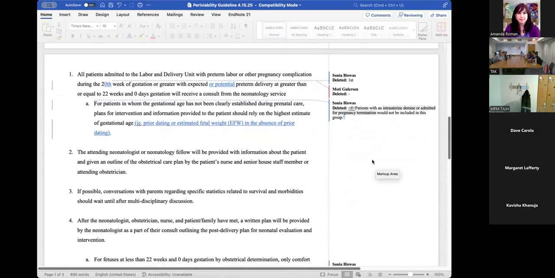So all patients admitted to L&D with preterm labor or other pregnancy complication during the 20th week of gestation or greater with expected or potential preterm delivery will receive a consult from the neonatology service. Initially this was the 21st week. I do think that we have some patients who come in in the 20th week with things, for example like PPROM, who a lot of these patients do end up making it to viability. So I do think that a neonatology consult at the time can be helpful in making a decision on how they would prefer to proceed with the pregnancy. And I wanted to see what everyone's thoughts were regarding that.